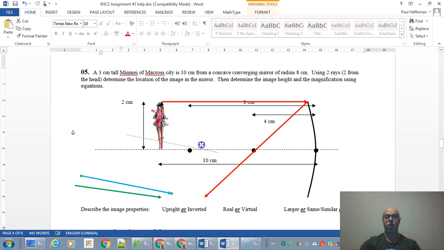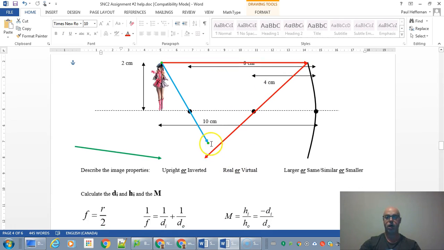Now I'm going to get a second ray. The second ray is going to be from the head as well, and it's going to pass through the center point. Now I didn't draw the mirror big enough, but if I hit the mirror all the way down here, it would reflect directly back in the direction it came.